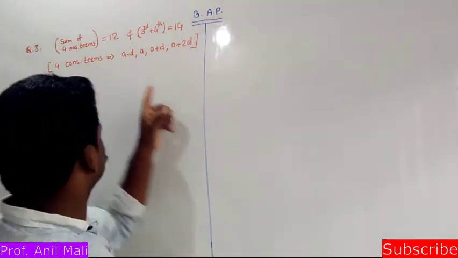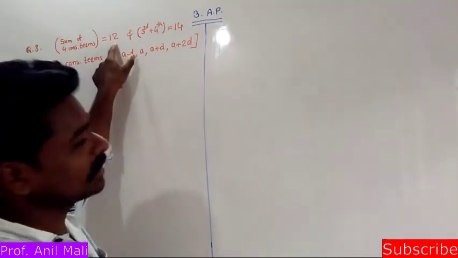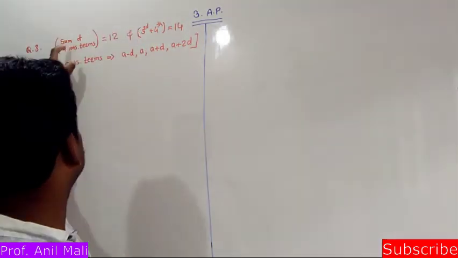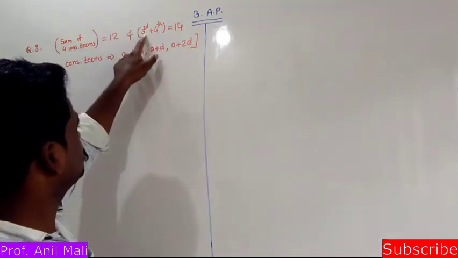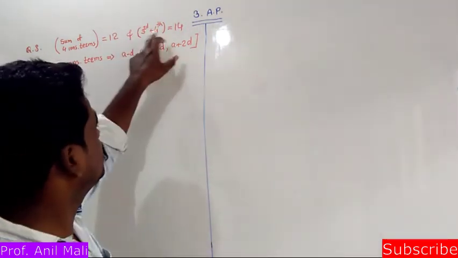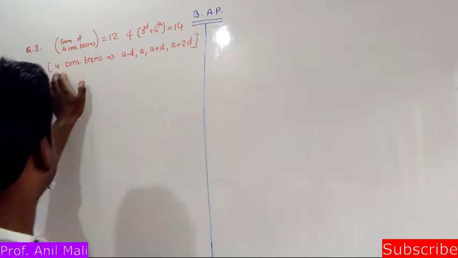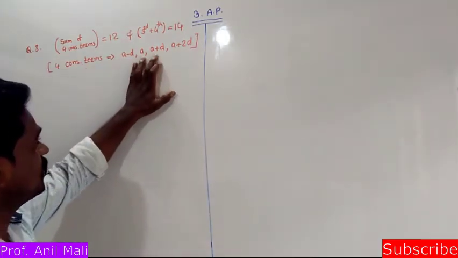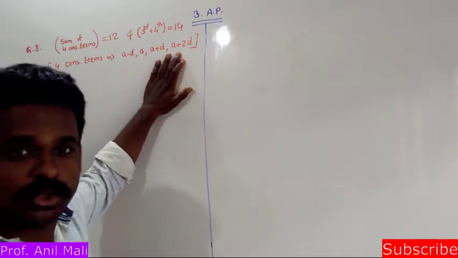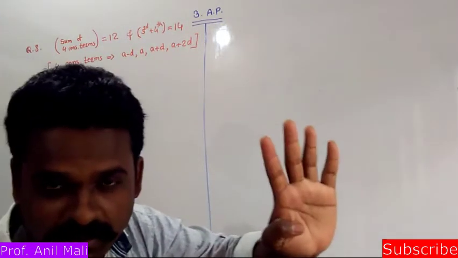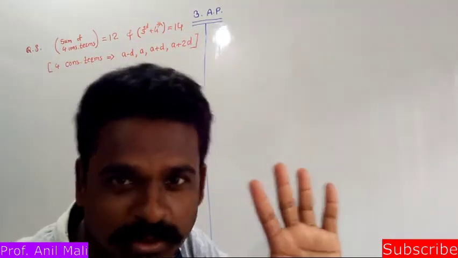Question number 8 tells us that the sum of 4 consecutive terms is 12, and the sum of the third and fourth term in those four terms only is 14. Consider or assume that the 4 consecutive terms are a minus d, a plus d and a plus 2d. So the question is to find out those 4 consecutive terms.